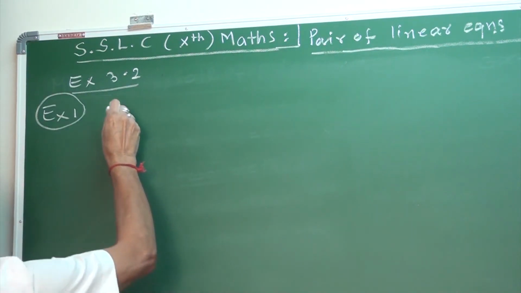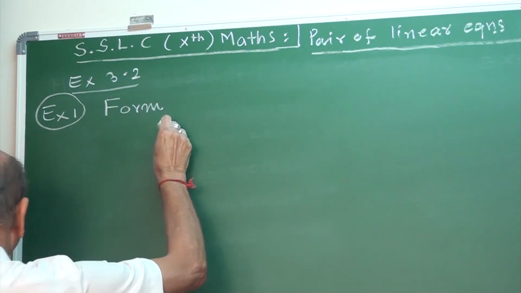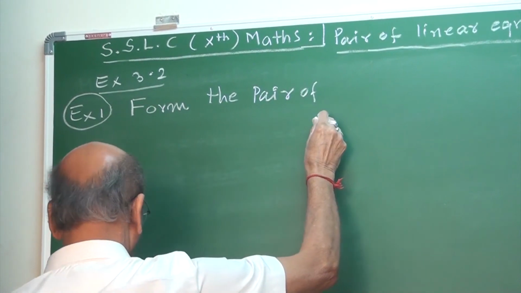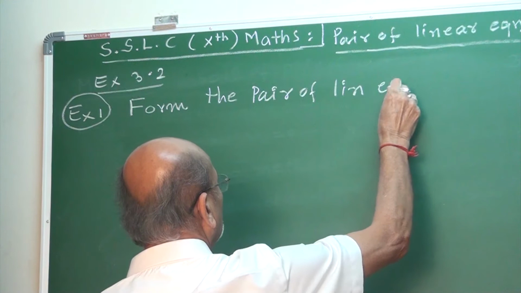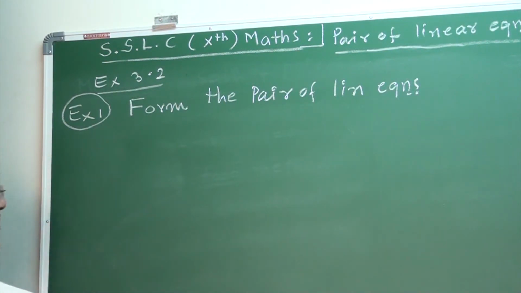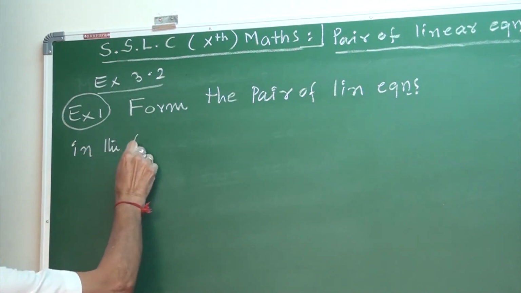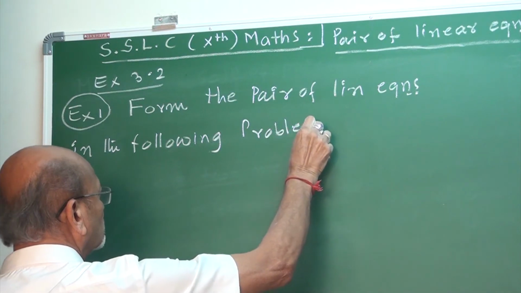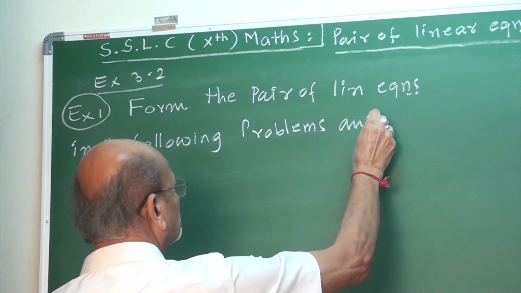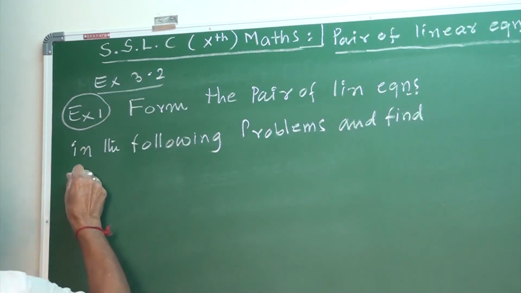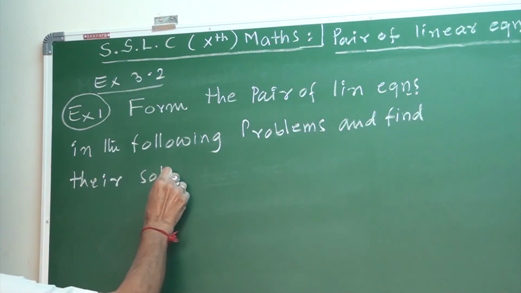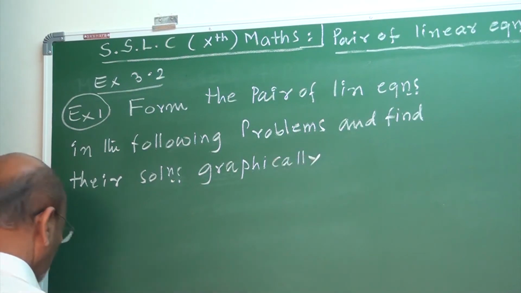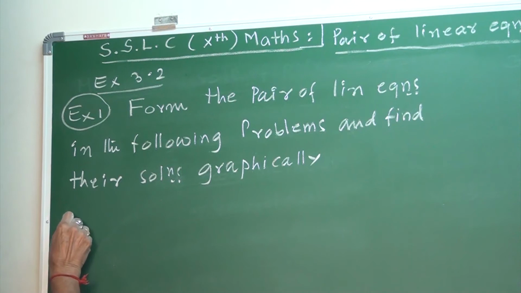Example 1. For the pair of linear equations in the following problems, find their solutions graphically or geometrically, anything. Yes, my friends. This is example 1.